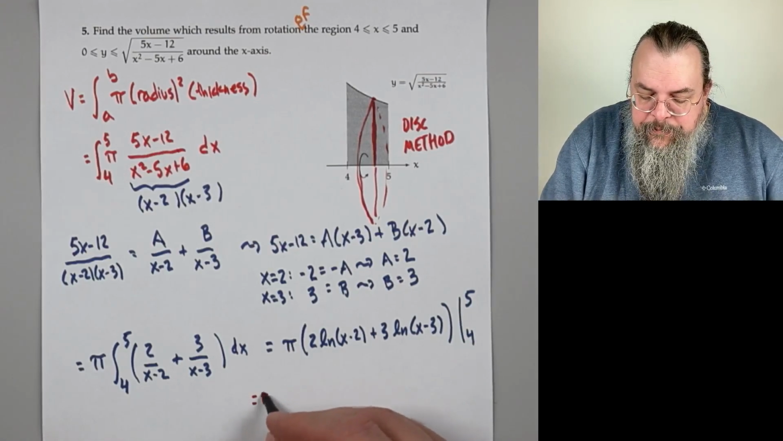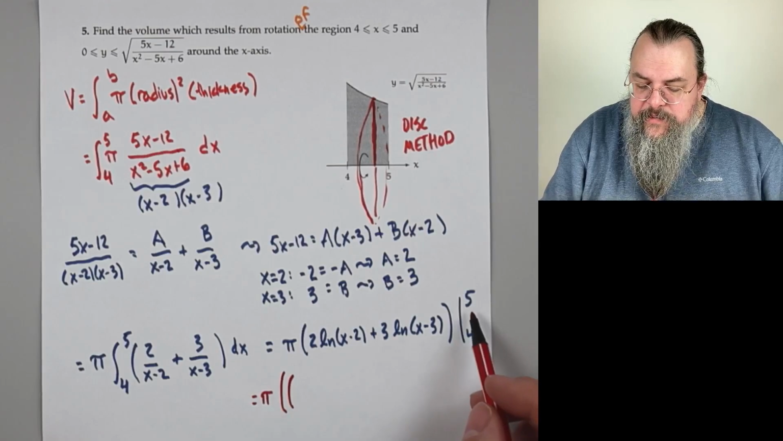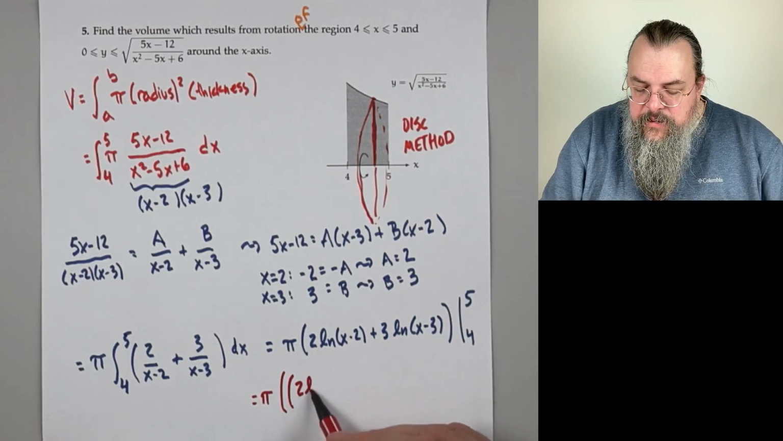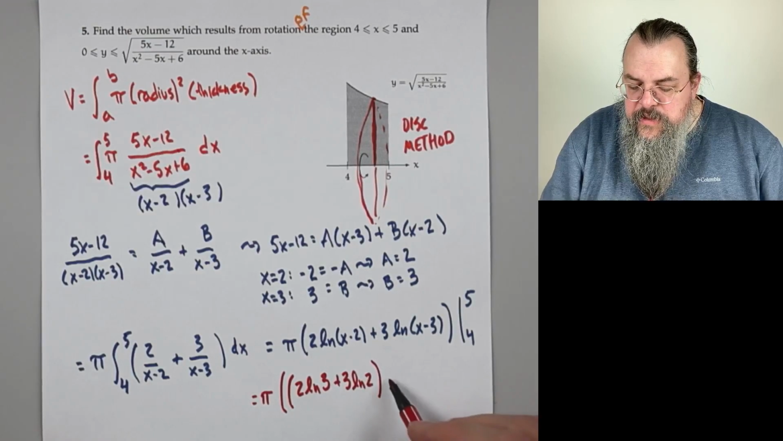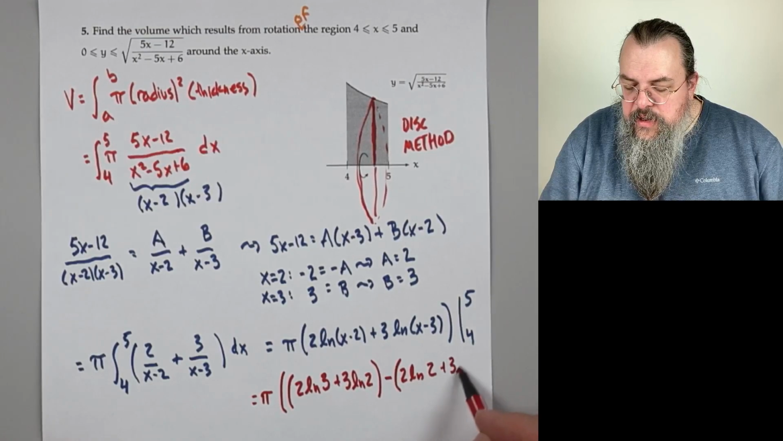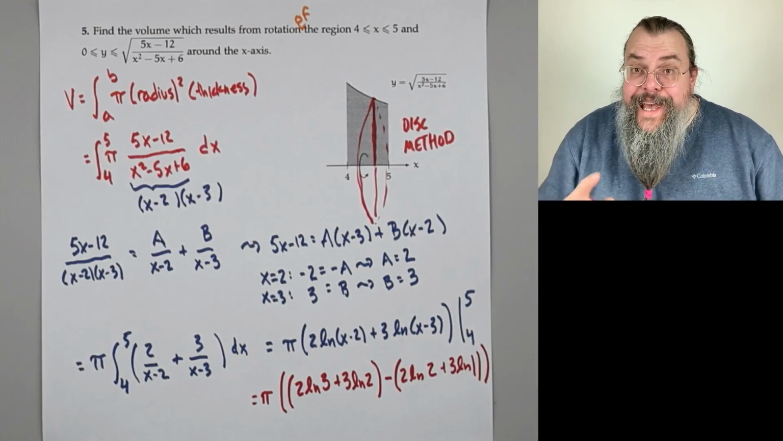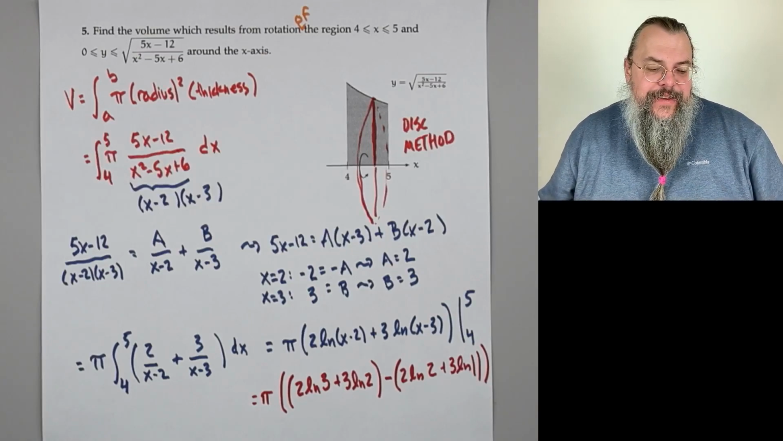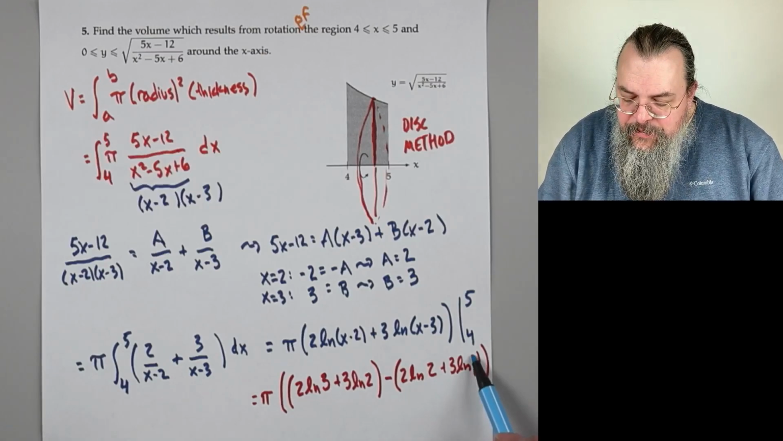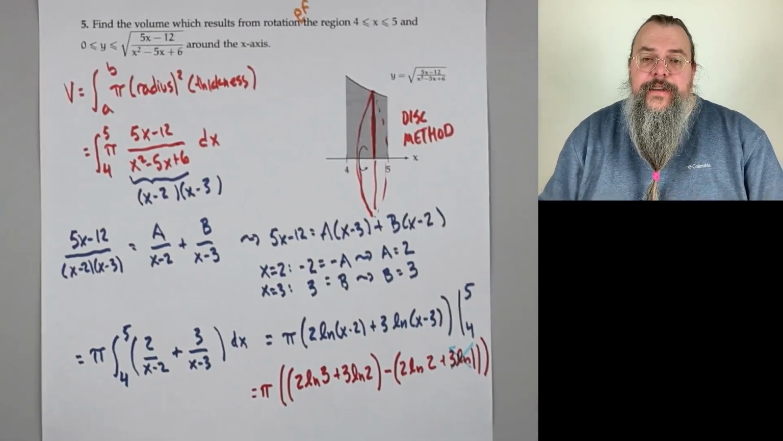So we have pi, plug in the top value, 5. 5 minus 2 will give us a 3. Now we'll have 3 log of 5 minus 3, which gives us a 2. Subtract 2 log of 4 minus 2, which is a 2, and 3 log of 4 minus 3, which is a 1. Okay, we can simplify. 3 log 1 is 0, so that term is gone. Log of 1 is 0. Sorry about that. There we go.